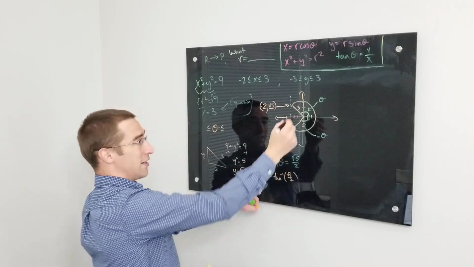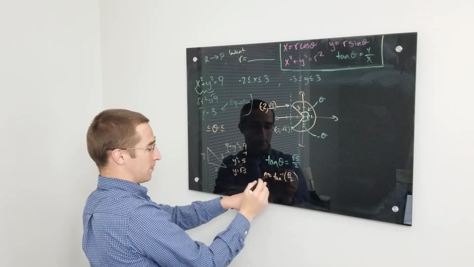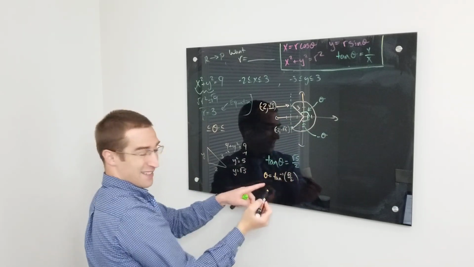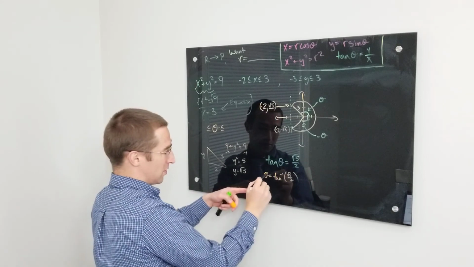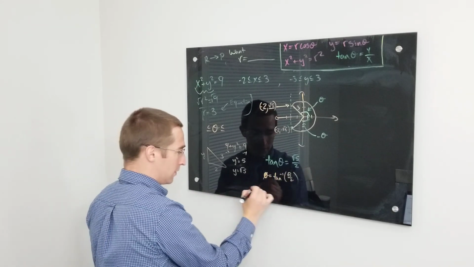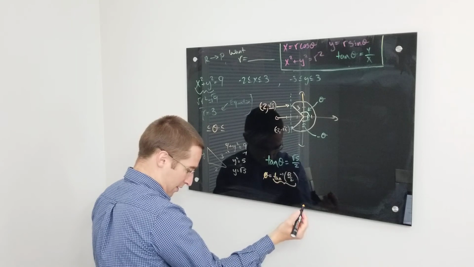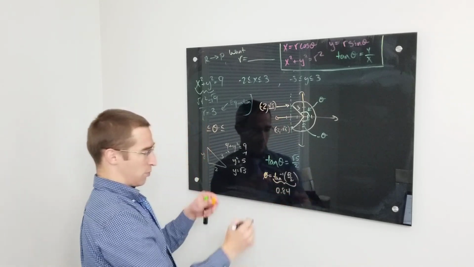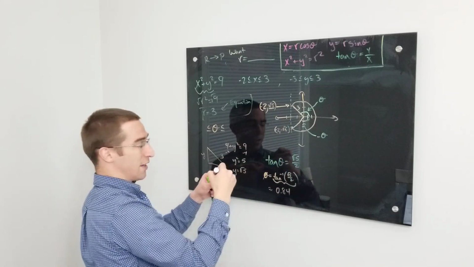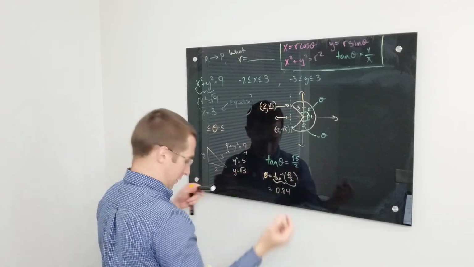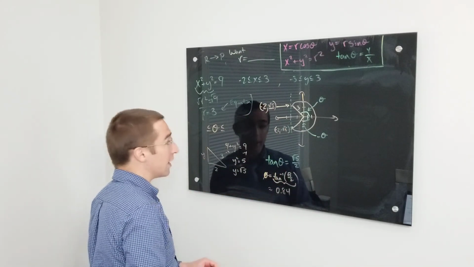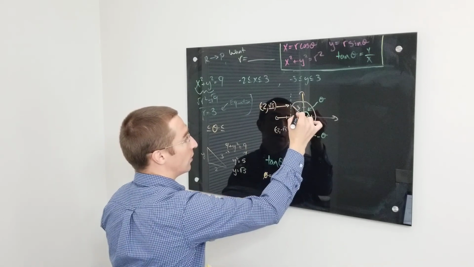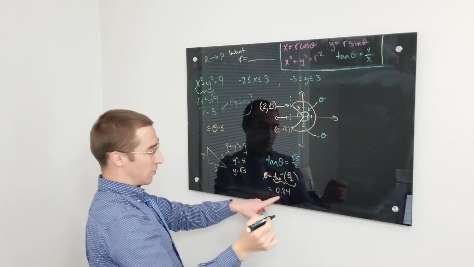But it's not theta here. It's going to be 180 minus that, right? So we'll not call that theta yet. So this is 0.84 about, approximately. That's this angle. That's the reference angle, right? That's this angle right here. Right? That's our reference angle.